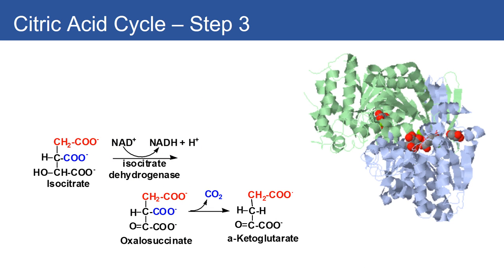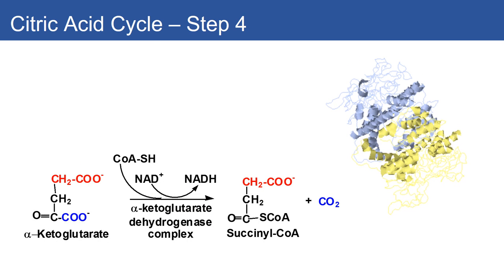Step 3, we take isocitrate through the enzyme isocitrate dehydrogenase, and we end up with alpha-ketoglutarate. There's an intermediate in this process, oxalosuccinate. It's a decarboxylation of isocitrate to give alpha-ketoglutarate. Isocitrate dehydrogenase is definitely an allosteric enzyme. This step is inhibited by ATP and NADH, and it's activated by ADP and NAD+. It's a very essential process to create alpha-ketoglutarate.